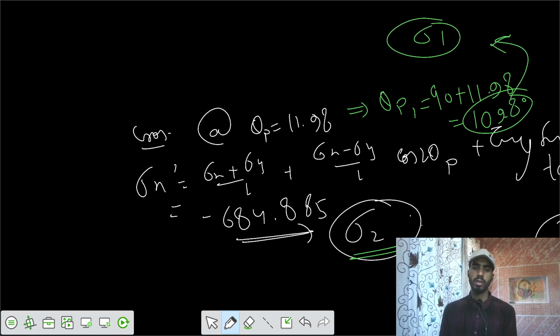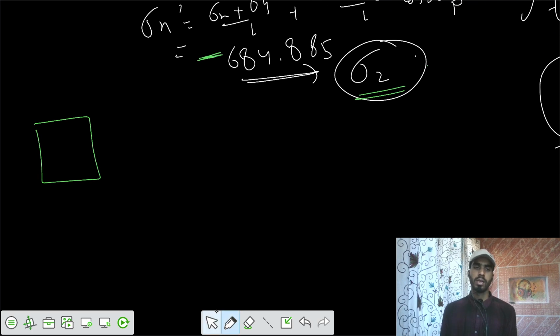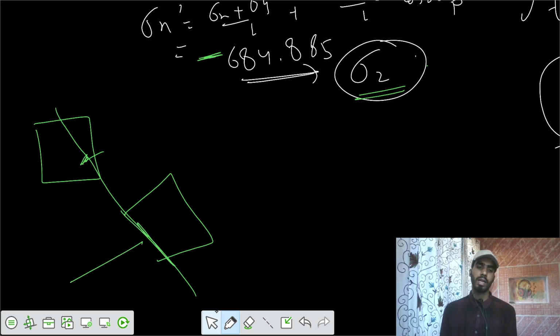And you got this negative, and if you want to represent it, let's say this was your element, and that means at an angle of 11.98, you have some stress element. On that, you have some compressive stress of 684.885.